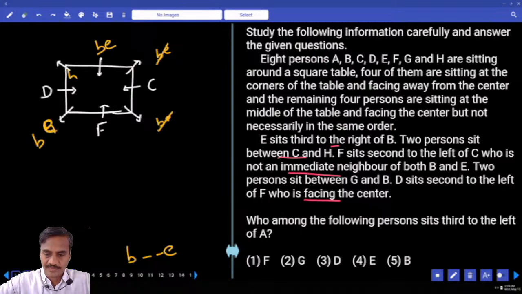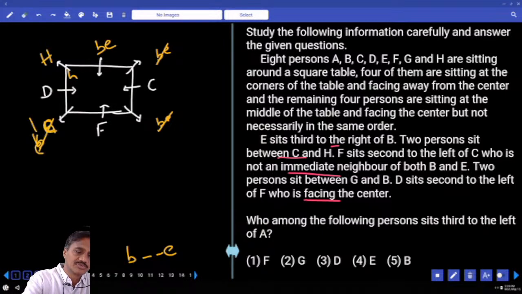Then in the same way, 2 persons between C and H must be here. And if H is set, F is seated second to the left of C, and 2 persons between G and B. Now in between D and G there must be exactly 2 people. And 2 persons between B and G, and E at this place, because if B is here, 2 in between B and G is not possible, then G is here, E will be here. Now who is that person? D. Now B must be at this place.